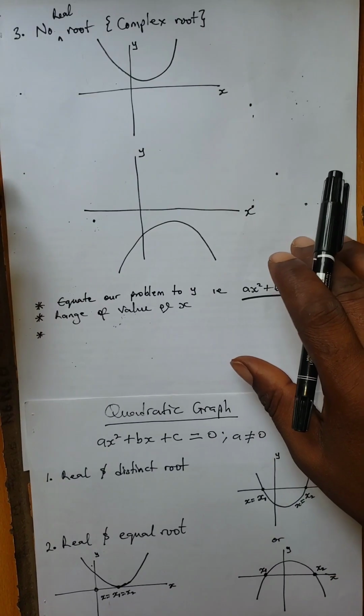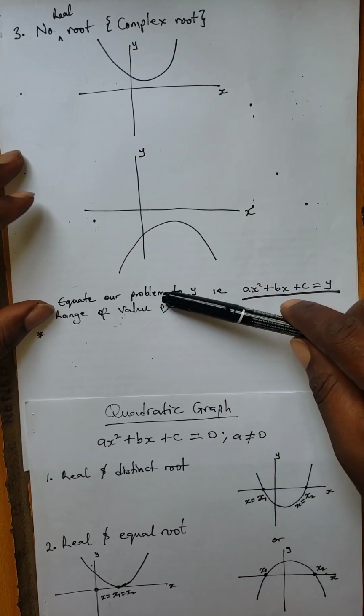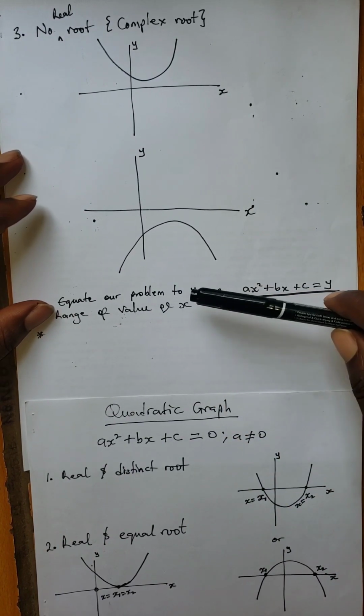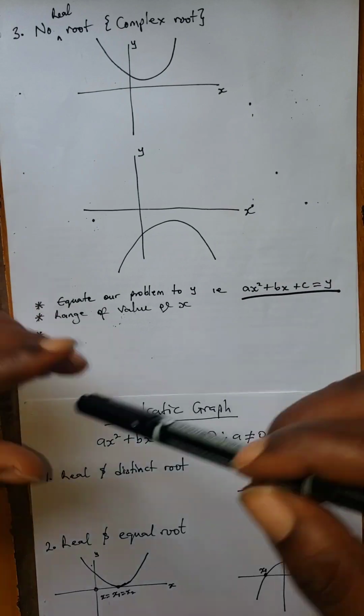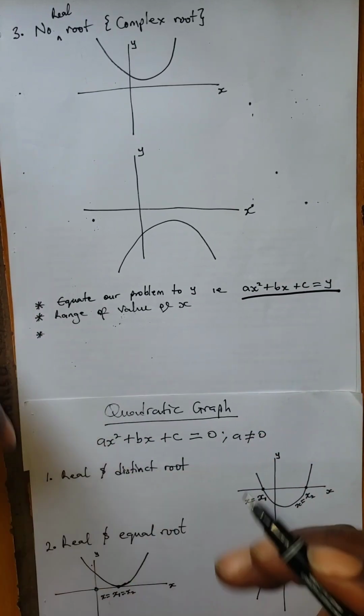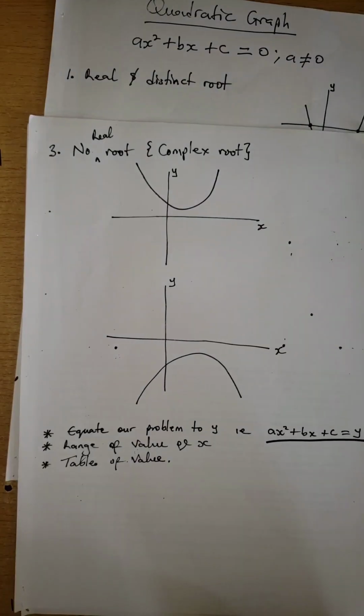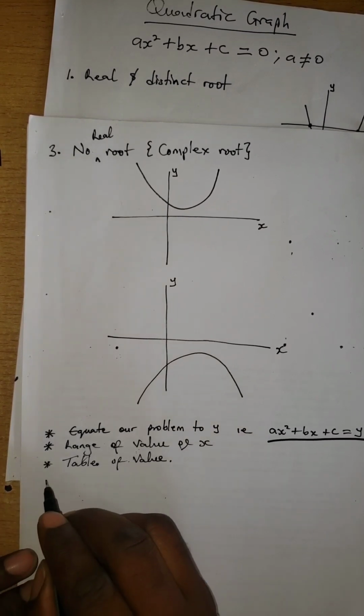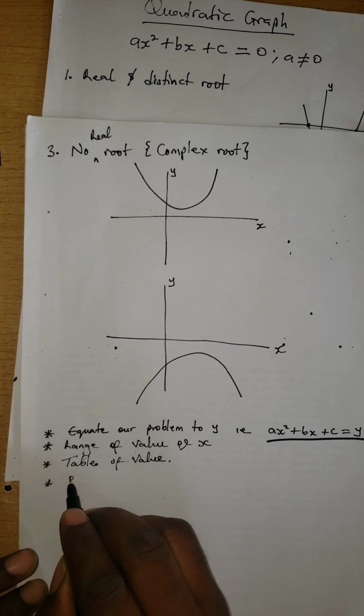Most times the range of values of x will be given to you, so you are going to use it to now construct what we call a table of values. When you are done with the construction of the table of values, the next thing to do is the scale.